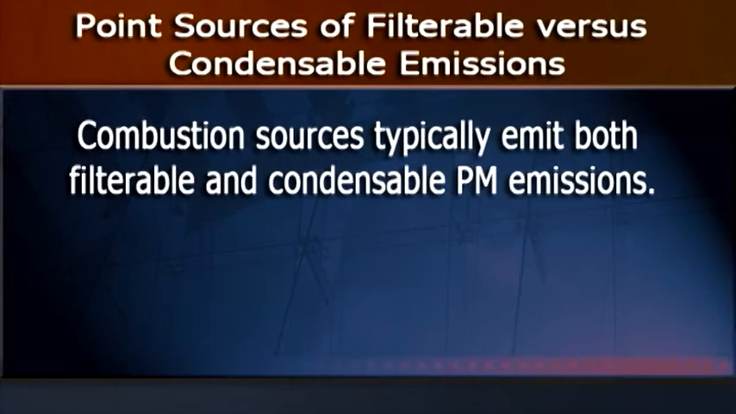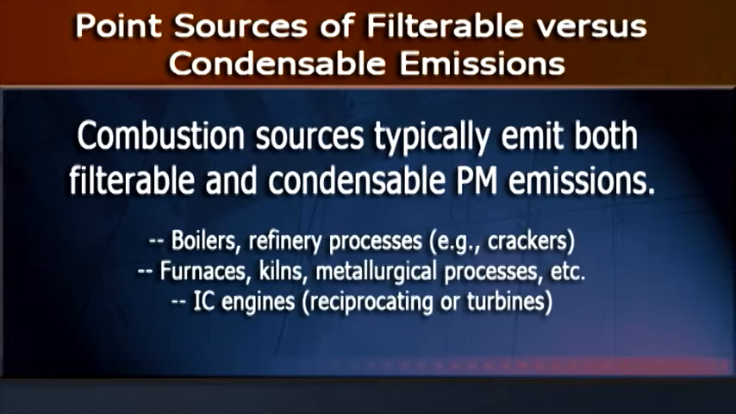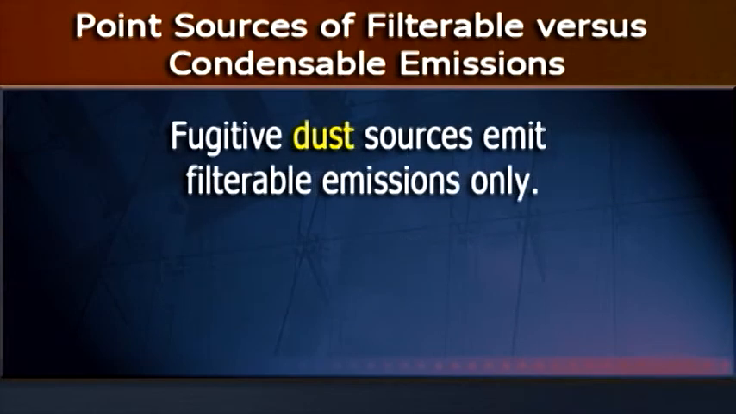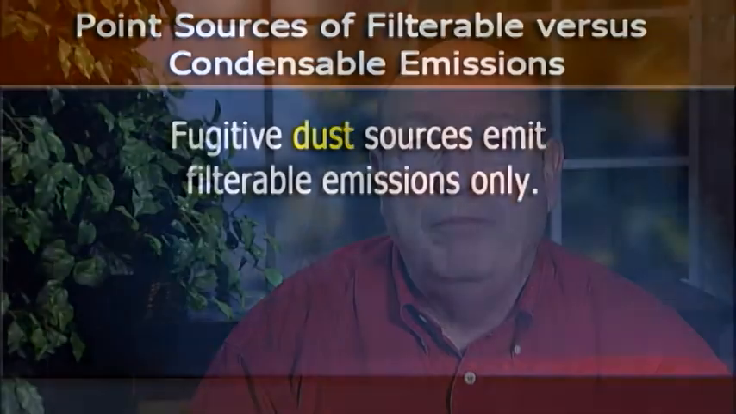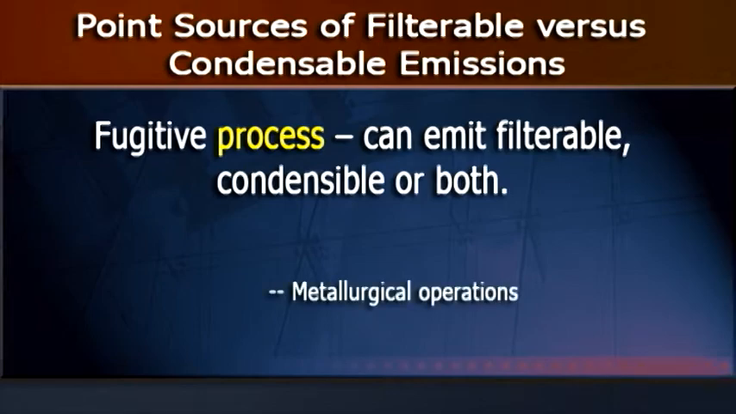What are some sources of filterable and condensable emissions? Well, combustion sources emit both filterable and condensable PM. Examples include boilers, refinery processes such as crackers, furnaces, kilns, and internal combustion engines. Fugitive dust sources emit only filterable emissions. Examples include agricultural tilling and construction dust. More about fugitive dust later. Fugitive processes in industrial facilities can emit either or both. Metallurgical operations have many examples of fugitive process emissions.